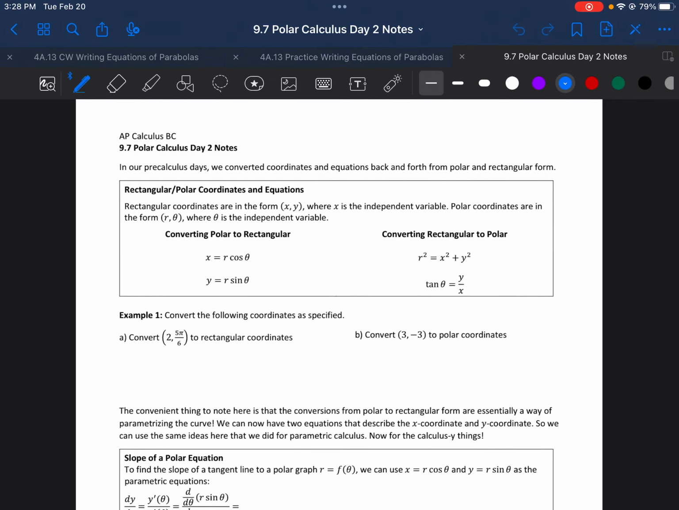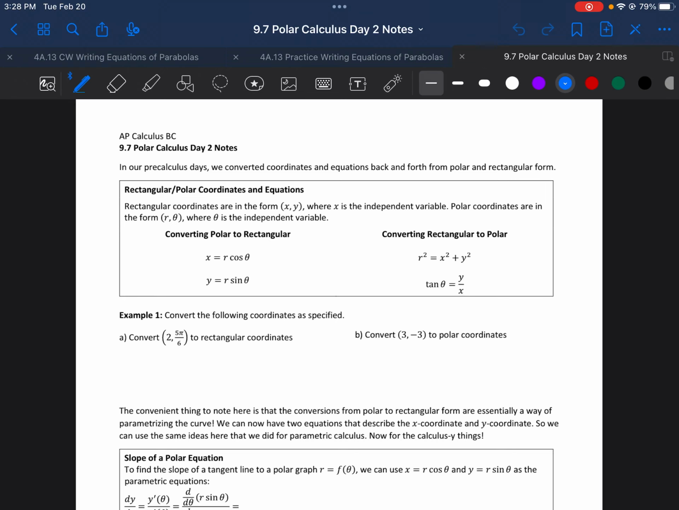Today we're going to go over the Polar Calculus Day 2 notes. Let's go ahead and get started. So, from our pre-cal days, we have converted coordinates and equations back and forth from polar and rectangular form. This is something most of y'all did back in accelerated pre-calculus last year. Let's go ahead and revisit that real quickly because we can make use of this here in Calc BC.